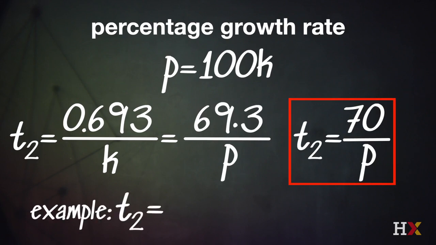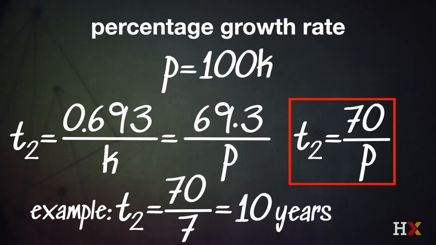Let's pick 7%, divide that into 70, and that gives us a doubling time of 10 years. But let's look at what happens when we analyze carbon release from China and the United States with this terminology.